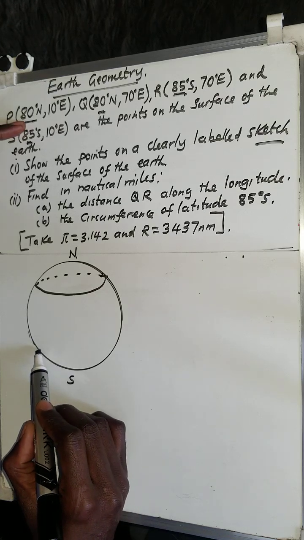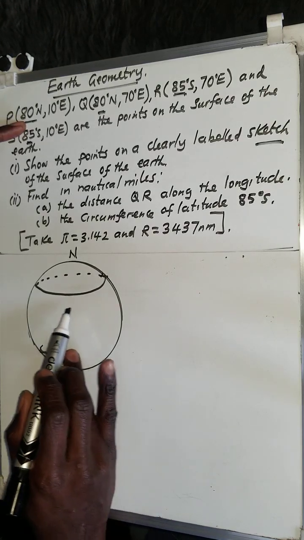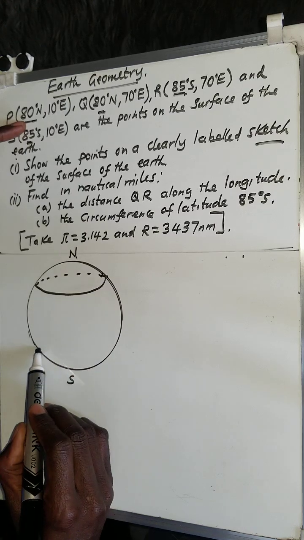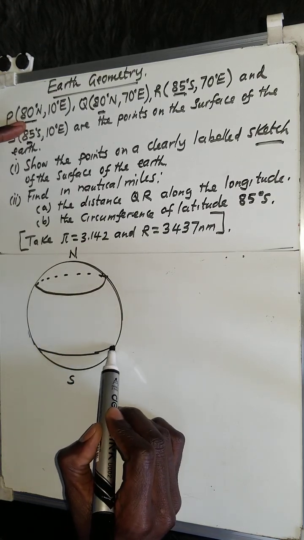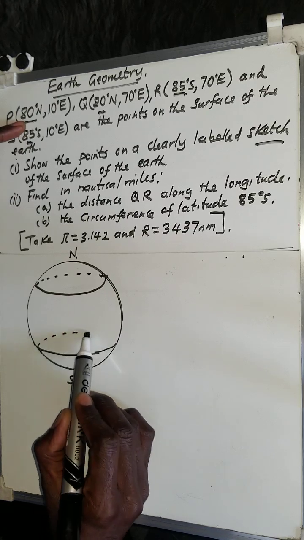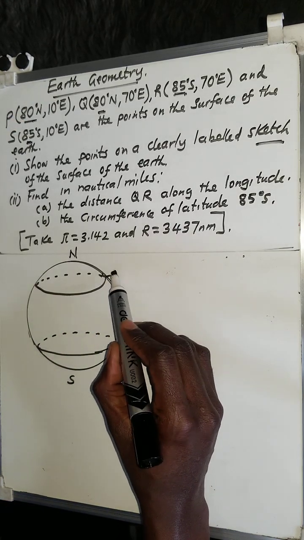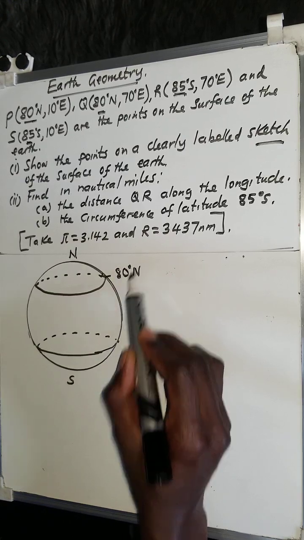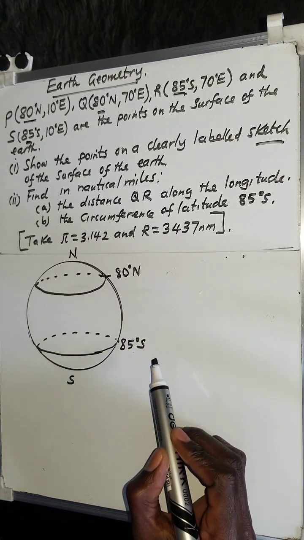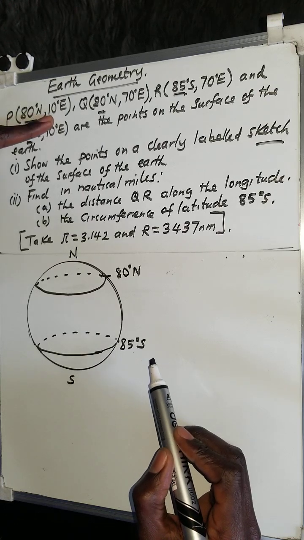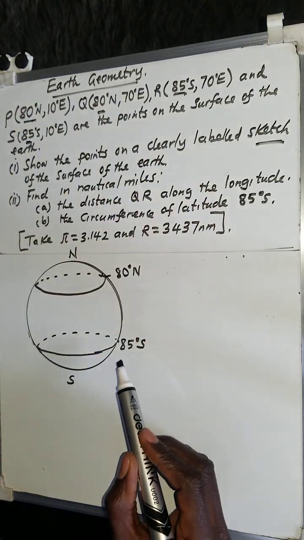And I have another latitude representing 85 degrees to the south. So I'll draw it down to the south, then it goes around there. That is what we mean. So this is representing 80 degrees to the north, and that is representing 85 degrees to the south. Then for the longitude, I've got 10 degrees east and I've got 70 degrees east as well.